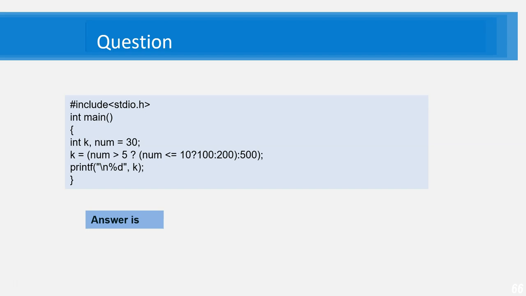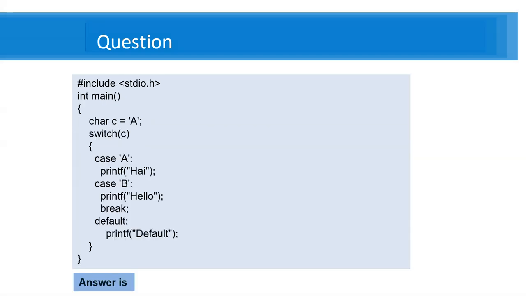So when you look at it here, is num greater than 5, right? That condition is true because num is 30. So it goes to the true part of the statement, where you have num is less than or equal to 10. Num is not less than or equal to 10 because num is 30. So the value of 200 gets assigned to k. So this is the logic here.